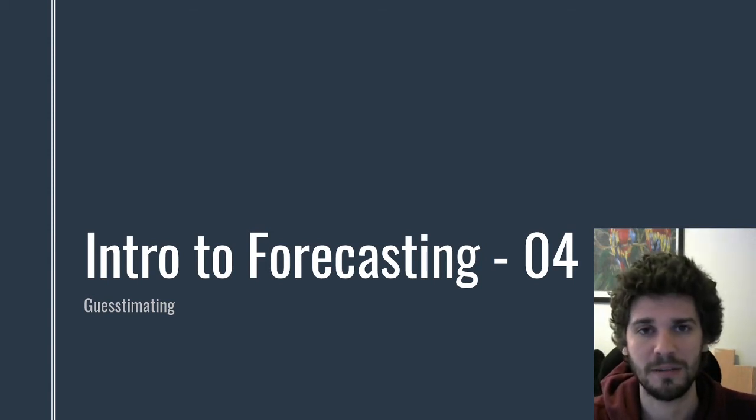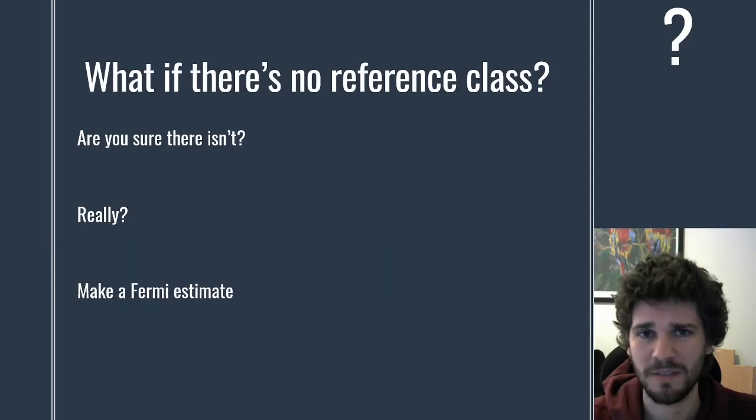Today's episode is going to be about what to do if you don't have much information to go on, and how to make good estimates anyway. So, what do you do if there's no reference class? The first thing to ask is, are you sure there isn't?